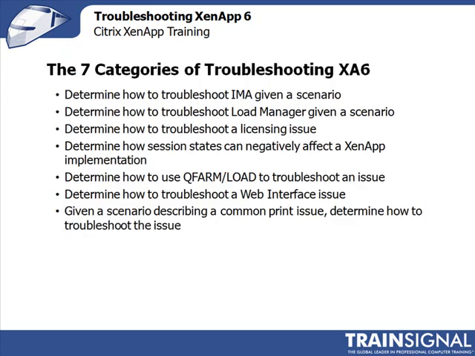So the 7 categories or classes of troubleshooting XenApp 6 can be classified as follows. Determine how to troubleshoot IMA given a scenario, and this is word for word from the prep guide, by the way. Determine how to troubleshoot load manager, so we're going to talk about that. License issues, how to troubleshoot session states, how they can negatively affect XenApp implementations or servers, etc. How to use the qfarm /load command. We talked about that as well, but we'll reiterate here as a recap. How to troubleshoot web interface issues, how to troubleshoot printing issues. So let's go through and recap all of these categories real quick.